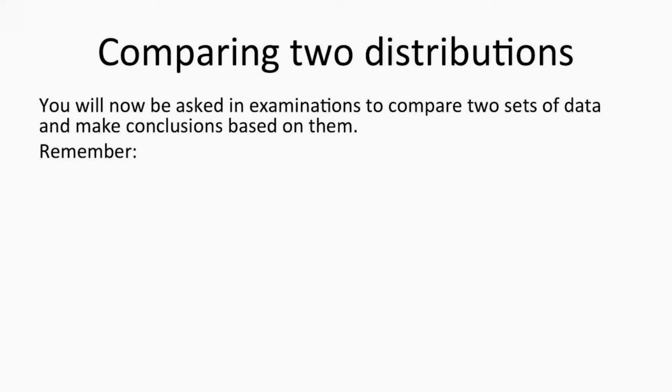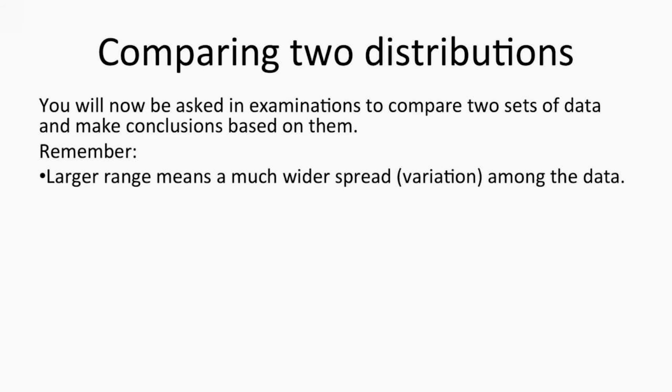The last thing you need to be able to do is to recognise, when you calculate averages about two different distributions, what those results can tell you when you compare the distributions. So here are some notes just to give you a few ideas as to what to look for when comparing two distributions. You'll now be asked in examinations to compare two sets of data and make conclusions based on it. So remember, the larger the range, that means a much wider spread or variation amongst the data.